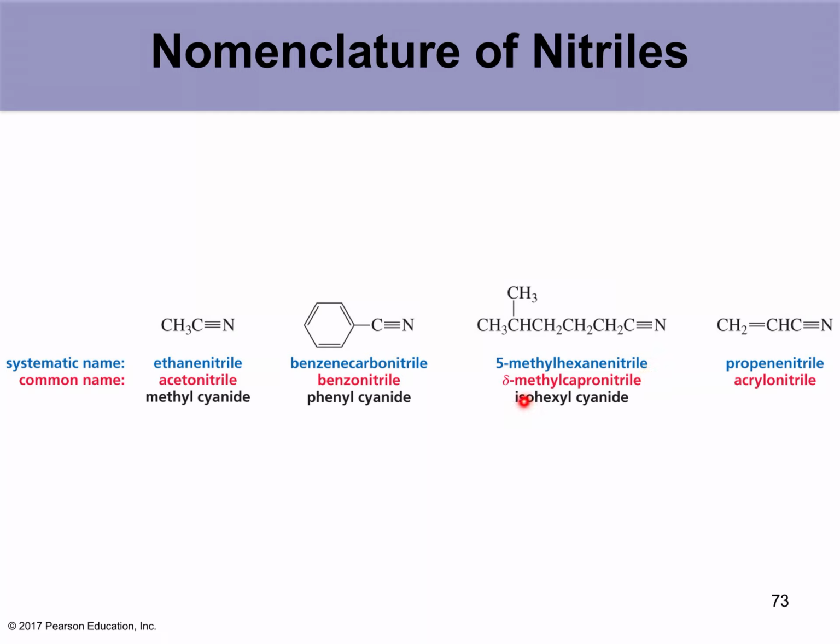Delta methyl capronitrile, don't worry about that. Isohexyl cyanide, don't worry about it either. Just know how to name it systematically: 5-methyl hexane nitrile. And then this one, 1, 2, 3 carbons, propane nitrile. Propene, because there's a double bond right there. Propene nitrile or acrylonitrile.